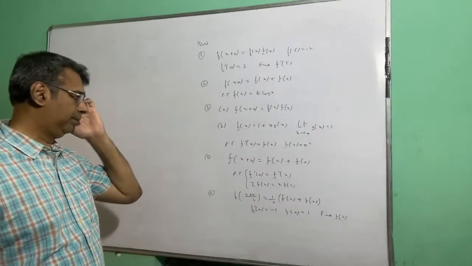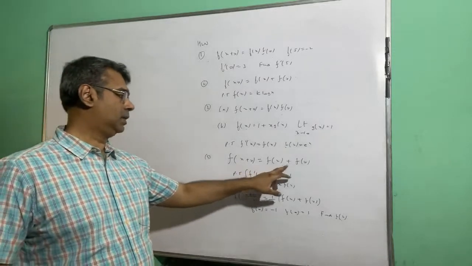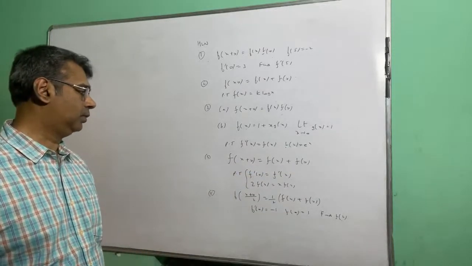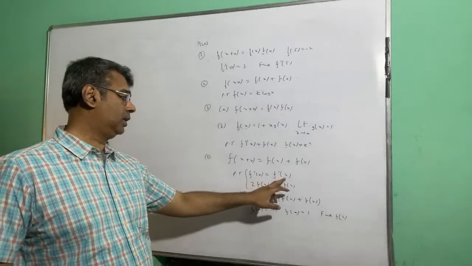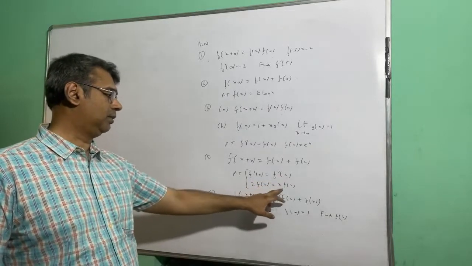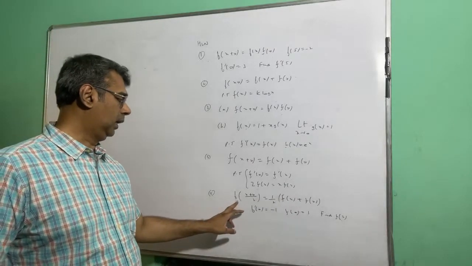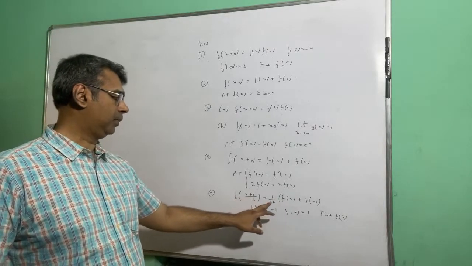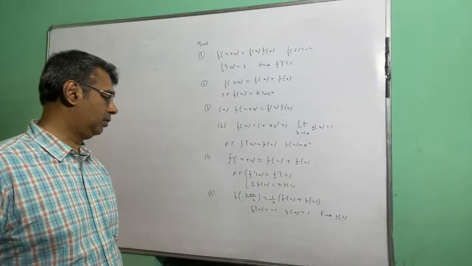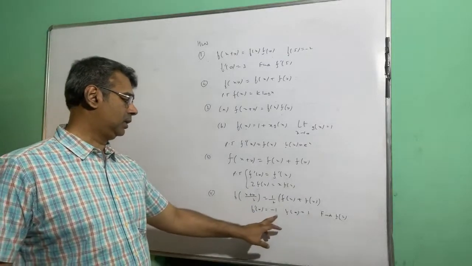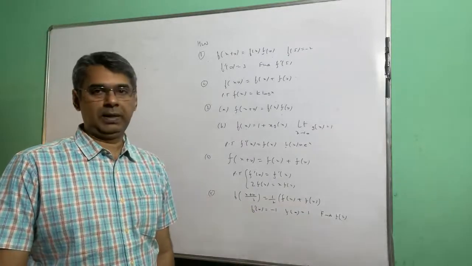Question number 4, f of x plus y is f(x) plus f(y). We have to prove two things. f dash 0 is f dash x and twice f(x) is x into f(2). Question number 5, f of (x plus y) by 2 is half of f(x) plus f(y). f dash 0 is -1, f(0) is 1. You have to find f(2).